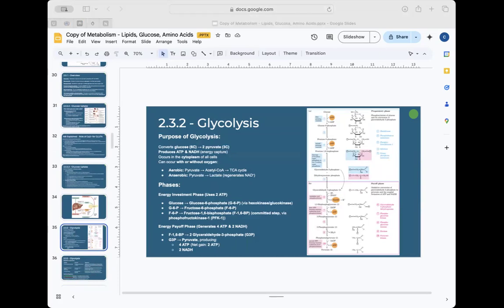We're taking one glucose molecule, so 6 carbons, and splitting it into 2 pyruvate molecules, each with 3 carbons. So in the process of doing that, we're making ATP and NADH. So it's a key energy yielding pathway. And that happens in the cytoplasm and doesn't need oxygen. So whether you're sat listening to me waffling or sprinting, glycolysis is going to help you out. And if oxygen is around, pyruvate then heads to the TCA cycle. And if not, it becomes lactate to keep things ticking over.